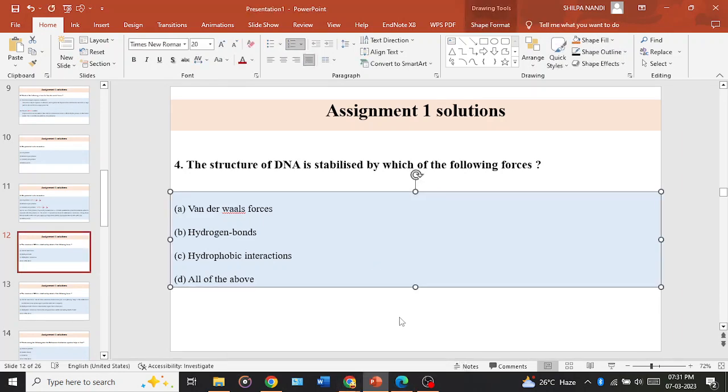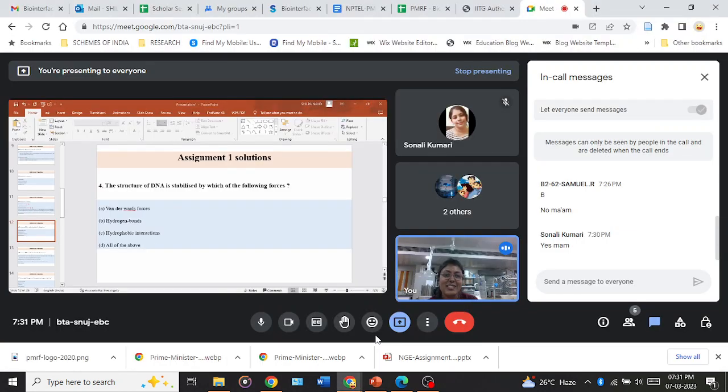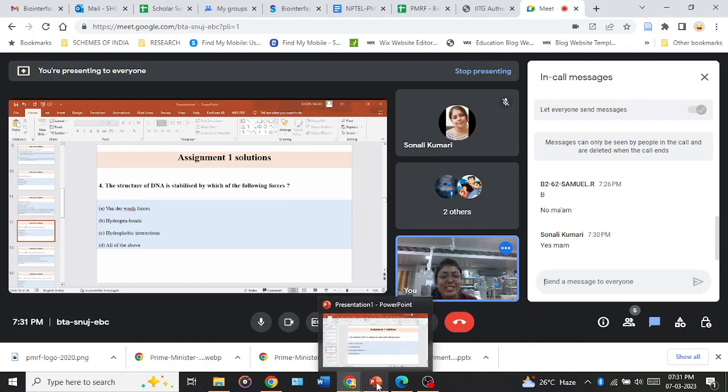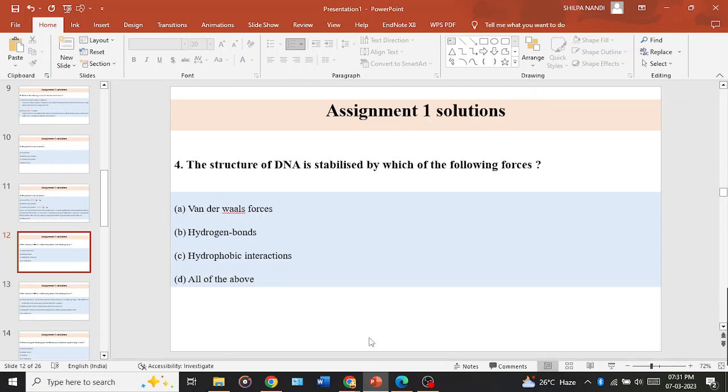Right. So yes, you're right. Sorry, I forgot your name. Let me look into it. Yes, Sonali, right. So you are quite right. Hydrogen bonds, and as well as there are several other forces which are acting in the DNA. So we'll look into it. So let's just discuss this. The options are van der Waals forces, second is hydrogen bonds, third is hydrophobic interactions, and lastly it's all of the above. So the correct answer for this is all of the above. So we'll see why all of the above is the correct one.